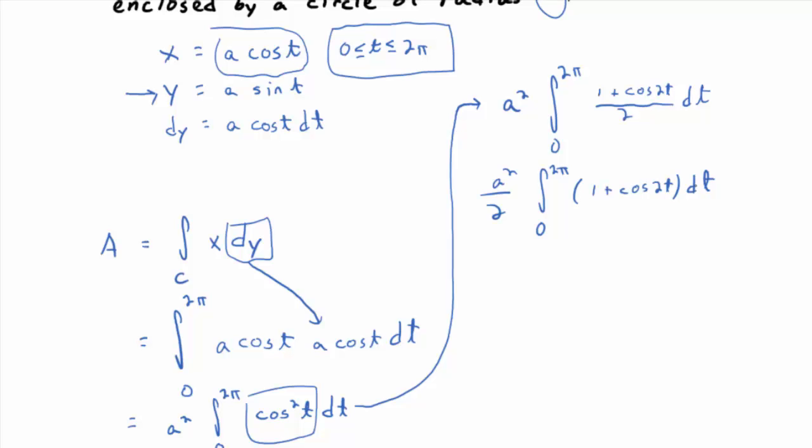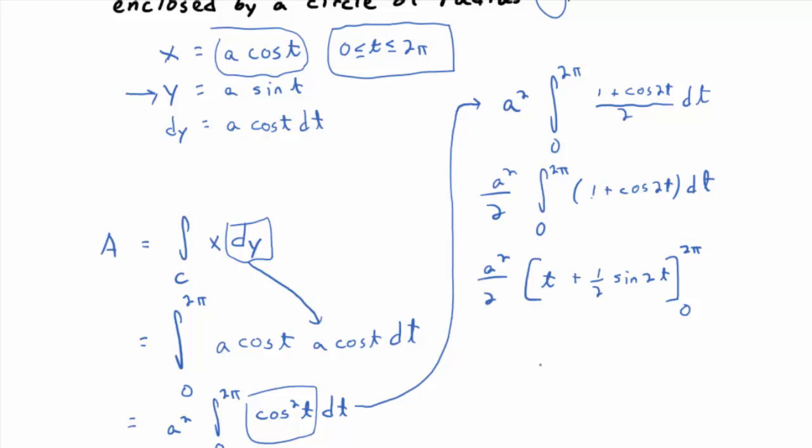Everybody with me? Okay, let's integrate. Leave the a squared over 2 on the outside. Integrate 1 with respect to t. What do you get? t. Integrate cosine of 2t with respect to t. What do you get? So technically it's 1/2 sine, right? Although you might end up with the right answer if you made that mistake. So 1/2 sine of 2t, integral 0 to 2 pi.